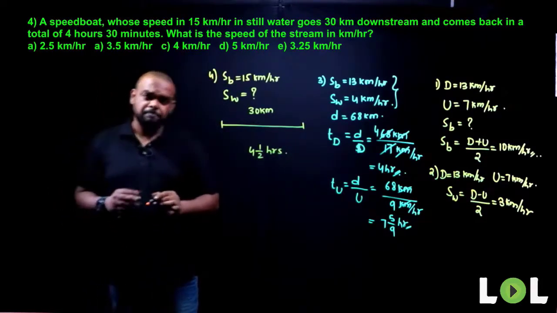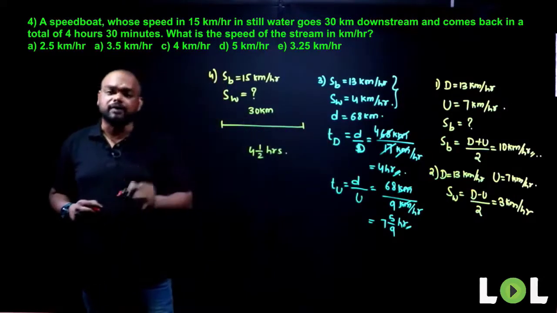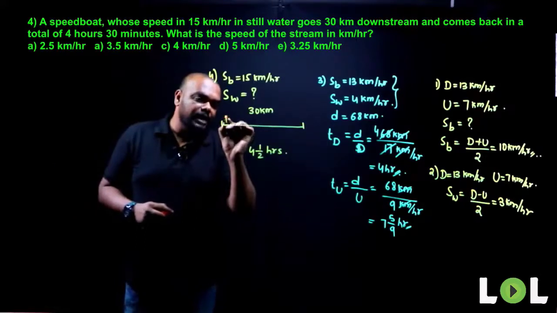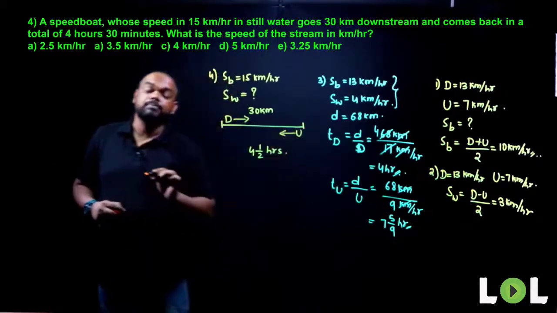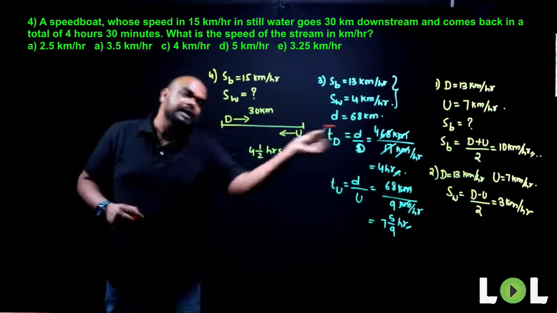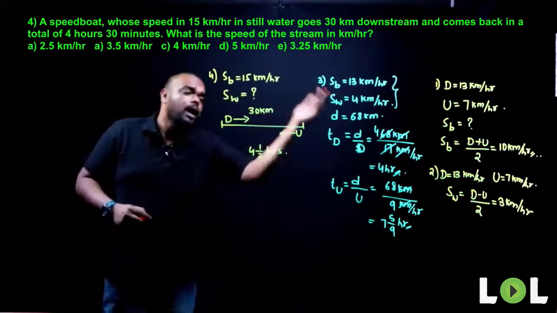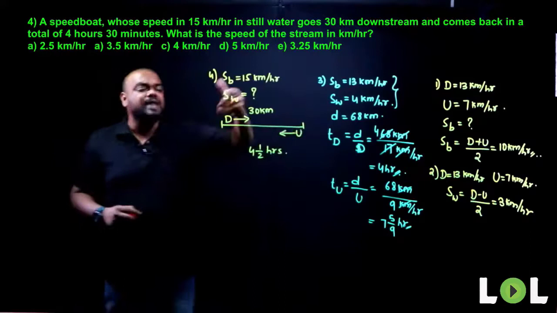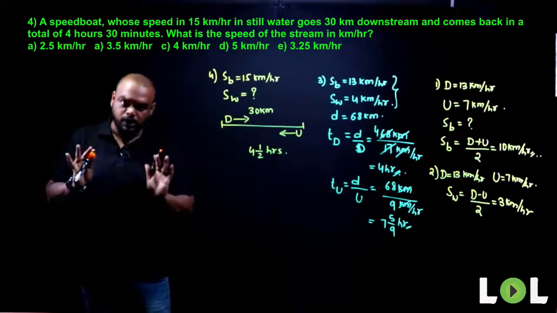Guys, understand. A boat is going and coming back in a river means one side it must be downstream and the other side it must be upstream. That is the primary point that you all must understand. You can take it the other way as well: one side upstream, other side downstream. Both are absolutely right.